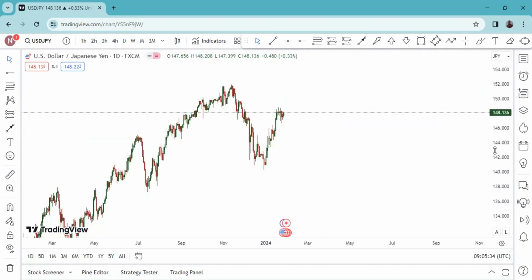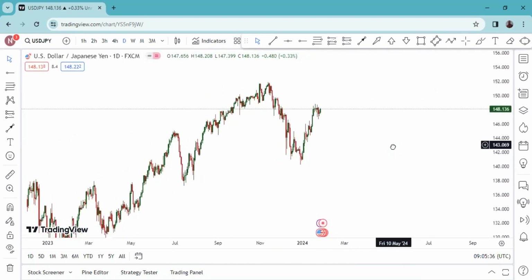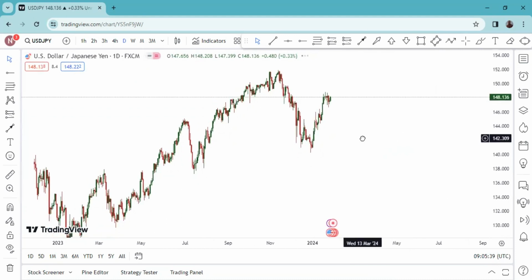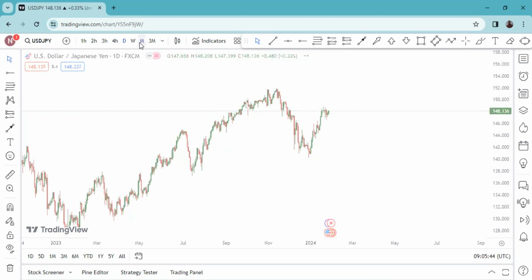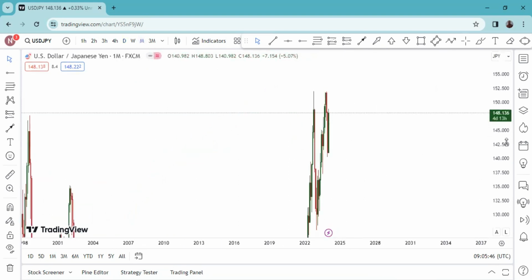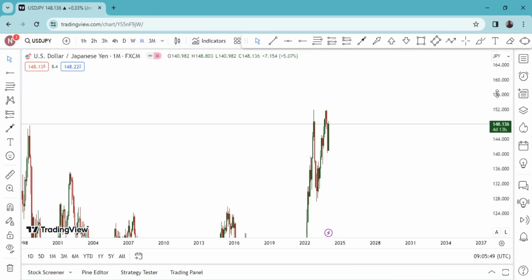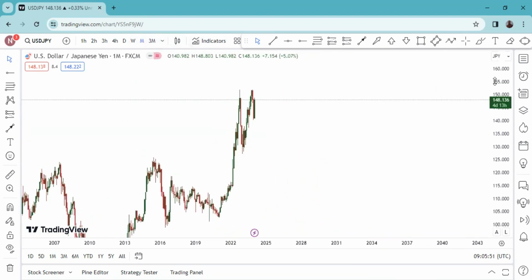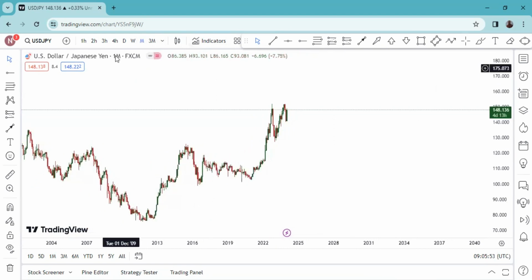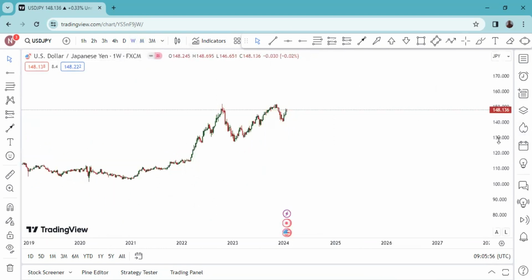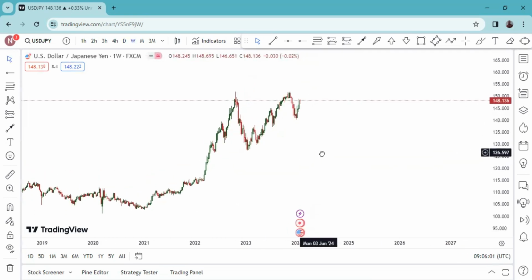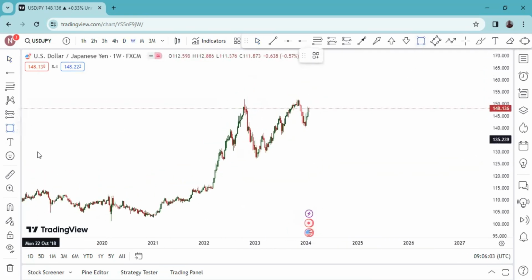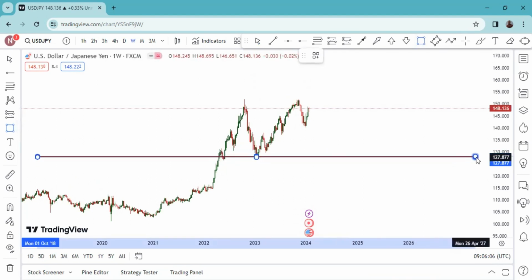The pair that I want to analyze now is dollar yen. I want to analyze dollar yen. Okay, I'm going to analyze from weekly, from top to down. So the first position, how I usually do it, I'm going to draw my zone.